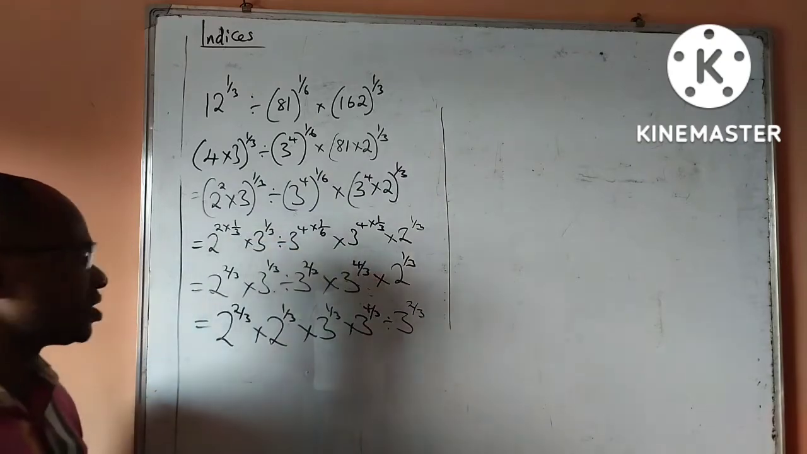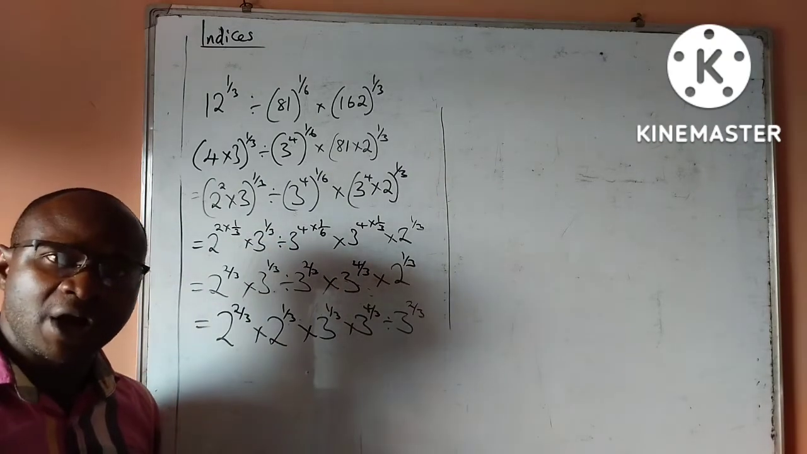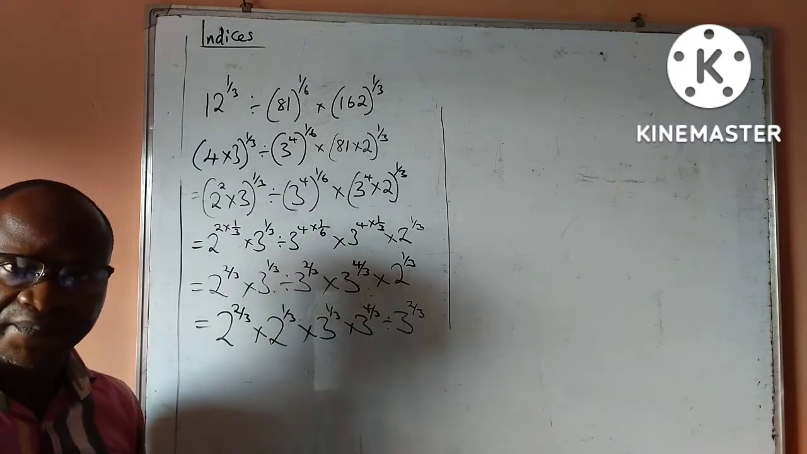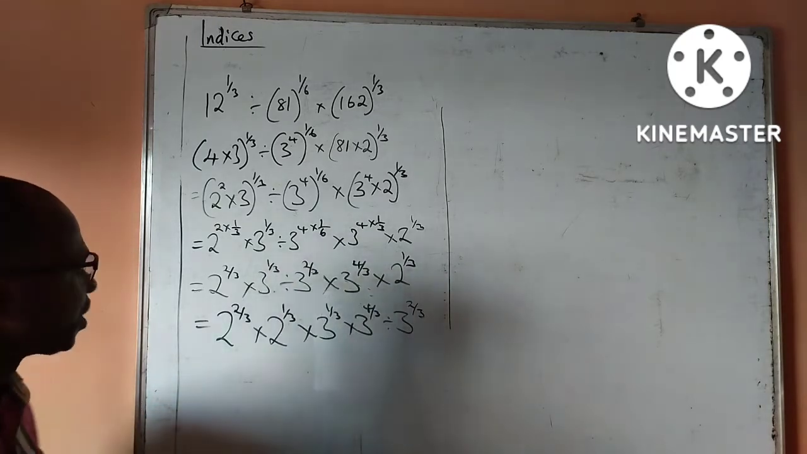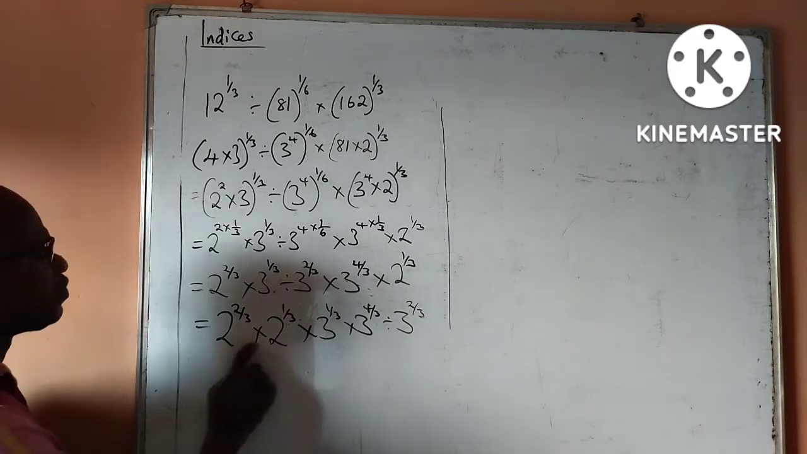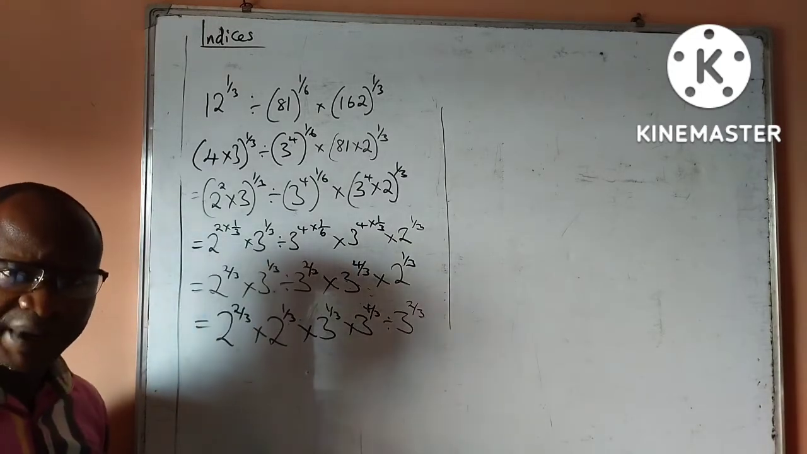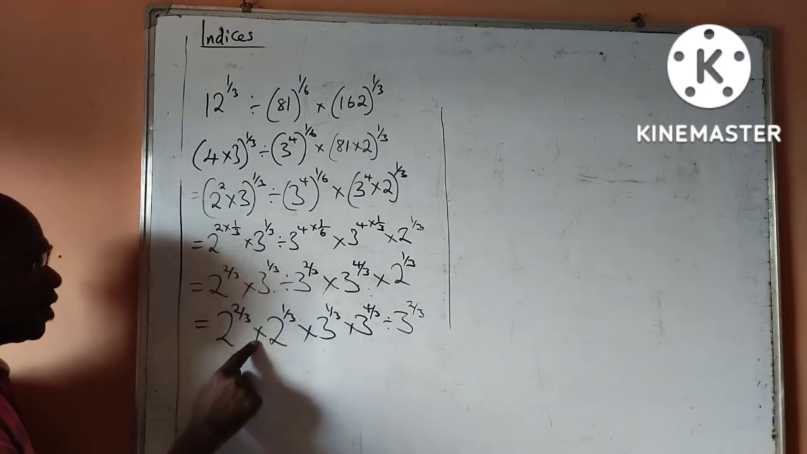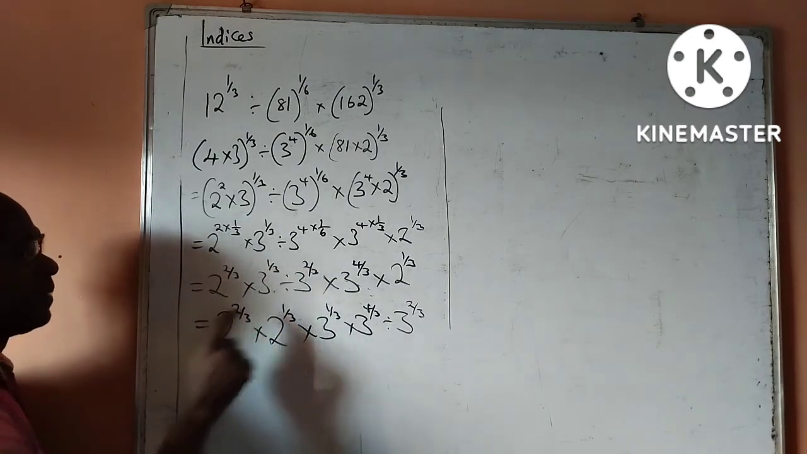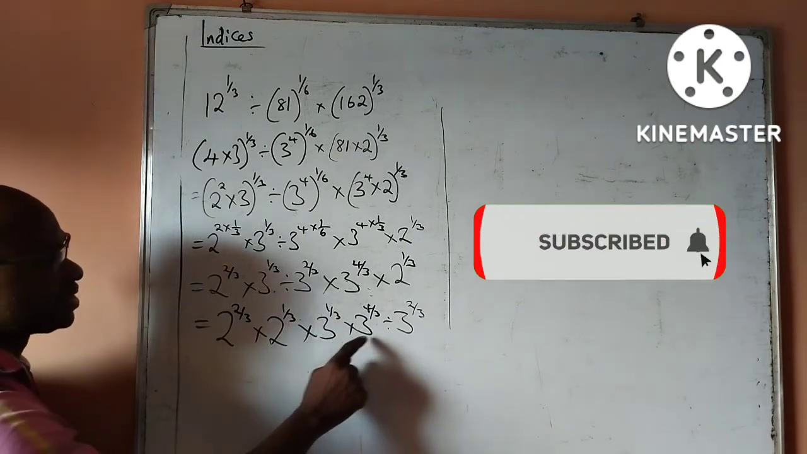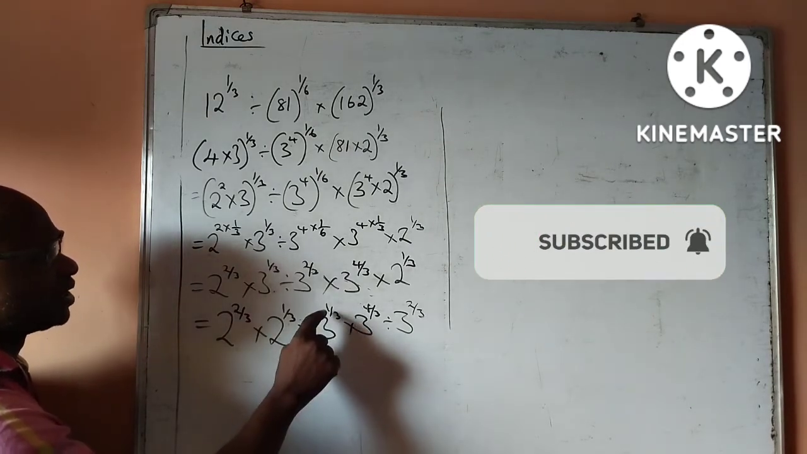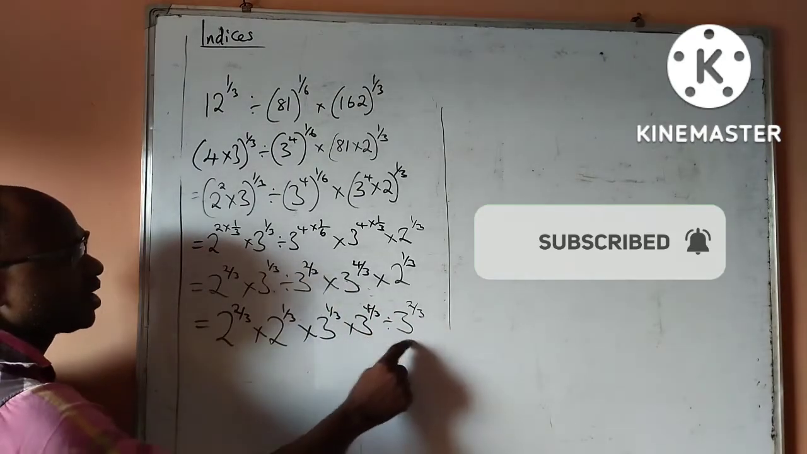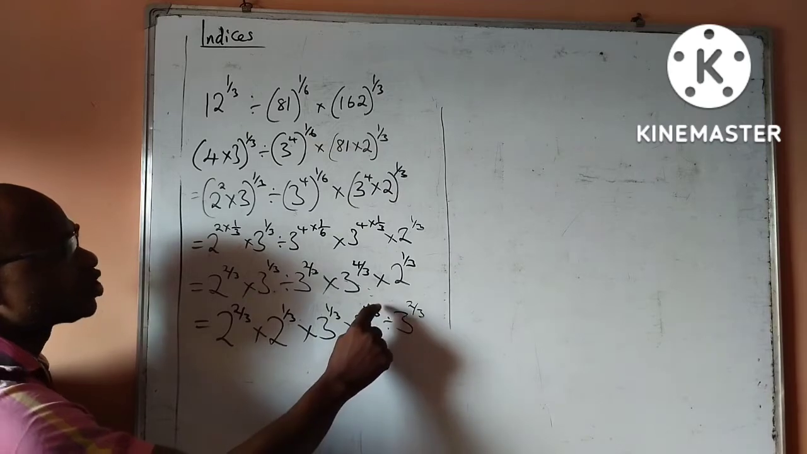And looking at this, I will apply the law of indices, which is a multiplication law of indices. And what does it say? It says that when there is multiplication, we add the powers of the bases. That is, if the bases are the same and they are multiplying, I will add the powers. If the bases are the same and they are dividing, I will subtract the powers.